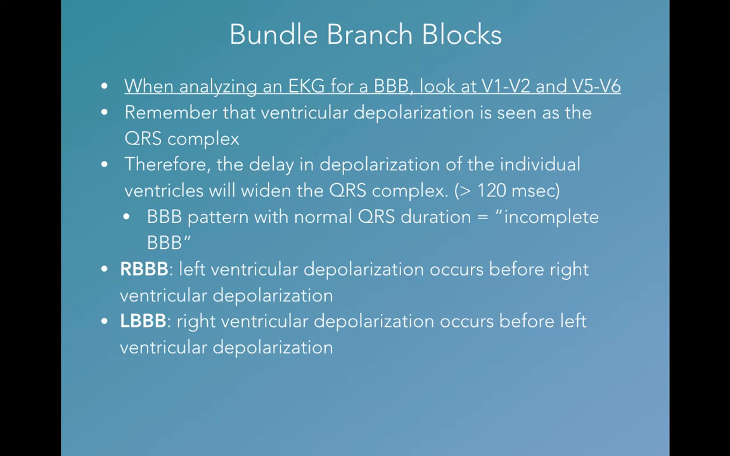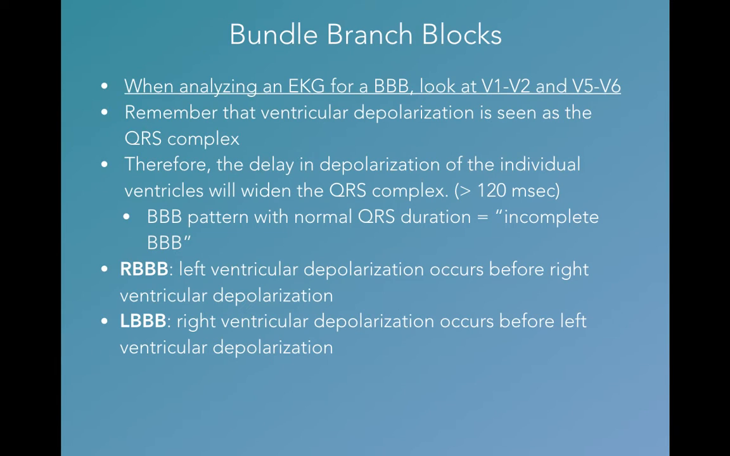When you are looking at an EKG for a potential bundle branch block, you want to look at V1 and V2 as well as V5 and V6, because V1 and V2, as hopefully you know, are camera angles to the right side of the heart, while V5 and V6 are more towards the left side of the heart. Ventricular depolarization is the QRS complex. Normally a QRS complex is less than 120 milliseconds. I talked about that already. If you happen to have a normal QRS duration with a bundle branch pattern, which I'm going to show you in a second, that's known as an incomplete bundle branch block.